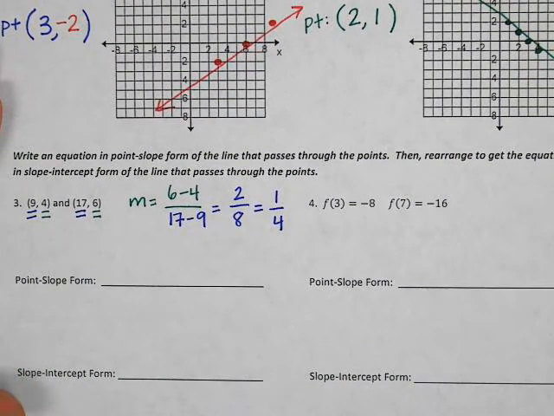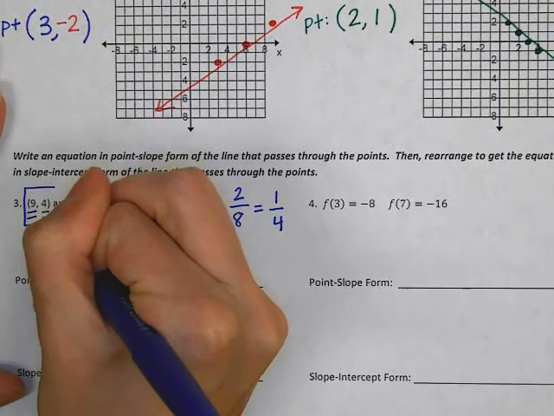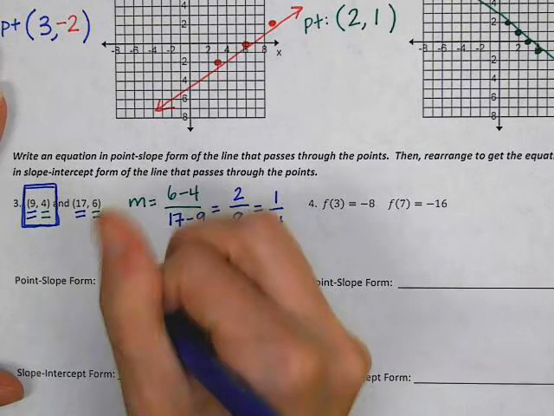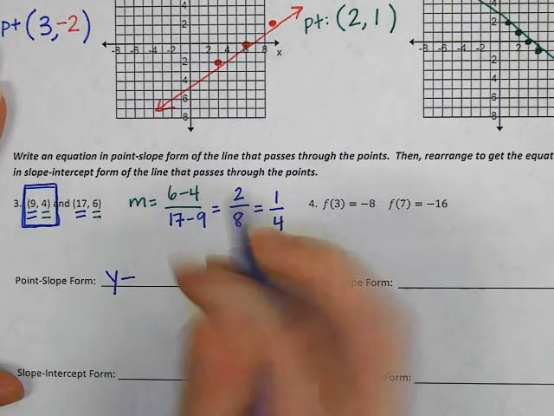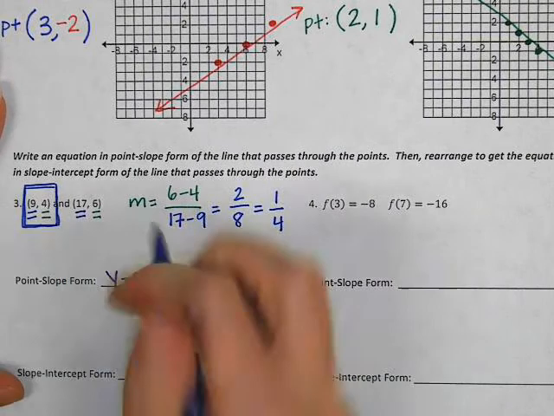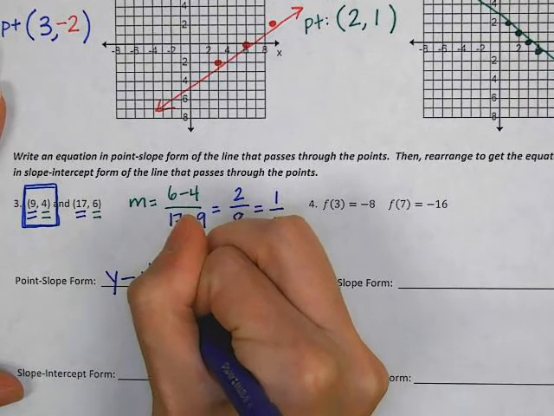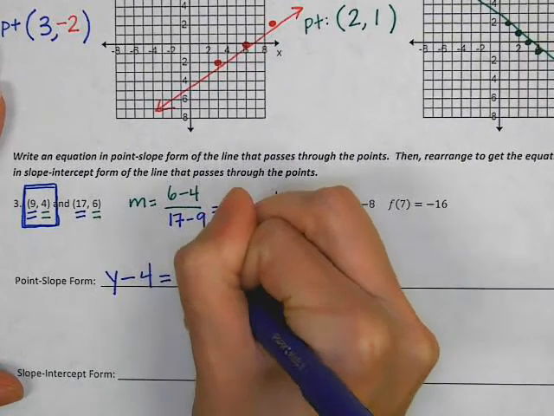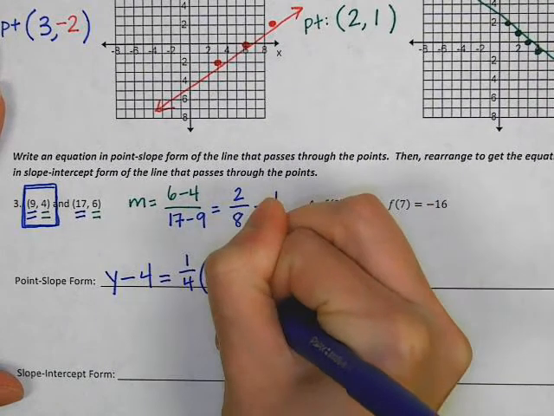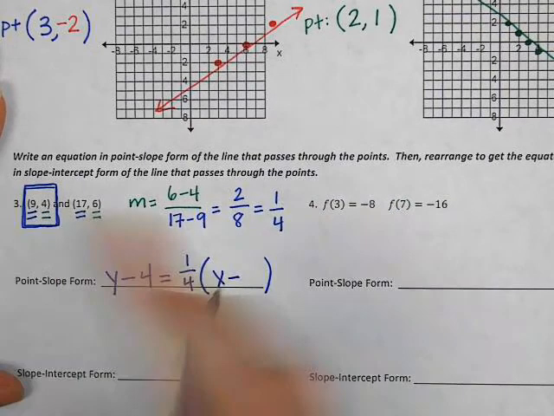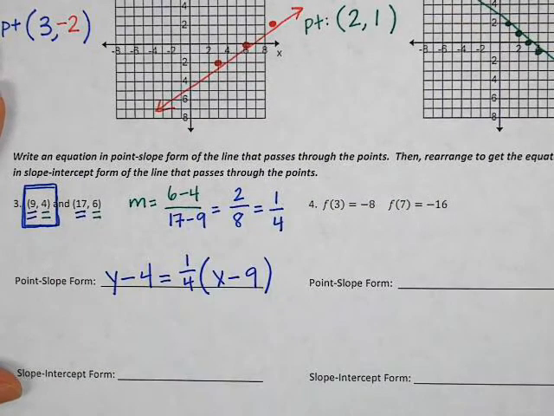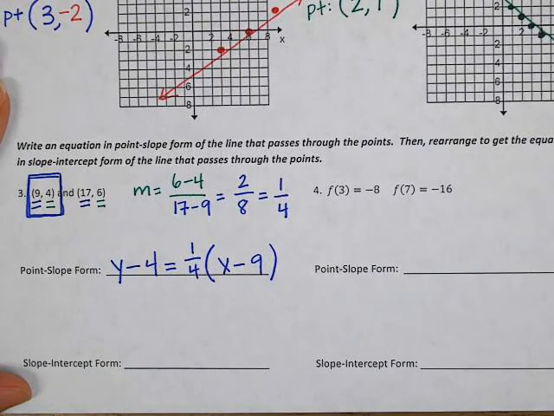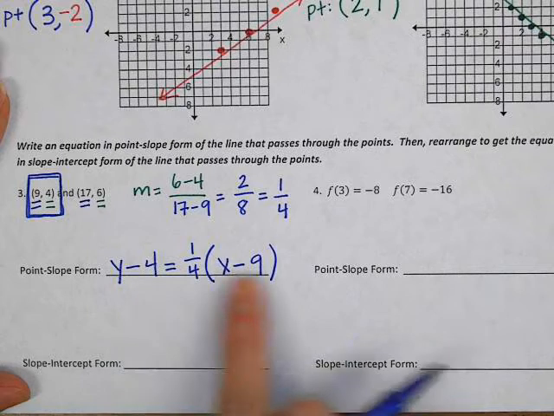Okay, so for point slope form, you pick one point. I'm just going to pick the first one, like the other day. And the formula is y minus y1, which is 4, equals m, slope, 1/4, times x minus x1, which is 9. Remember that, how to write 2 points in point slope form? You find the slope and you pick 1 point to plug in for x and y.